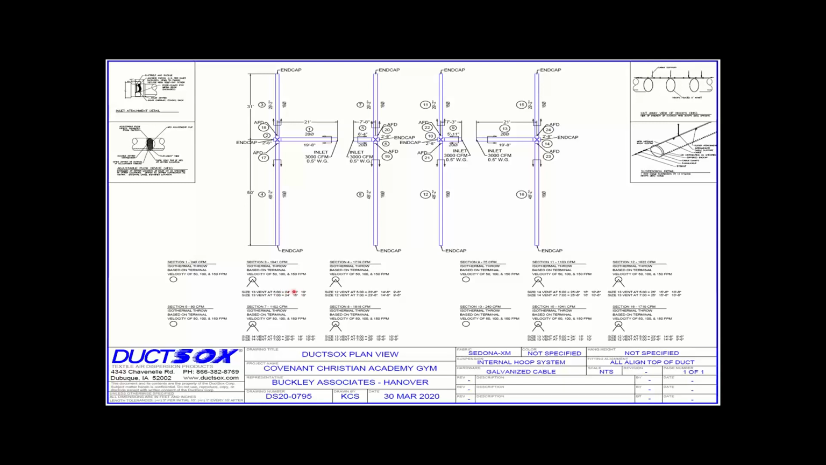Sorry, actually 50 feet per minute, 100 feet per minute, and 150 feet per minute, per this right here. So this is just an idea of what we can provide with DuctSox. It's a really great solution for high bay applications, like I showed you in that Detroit Red Wings arena.